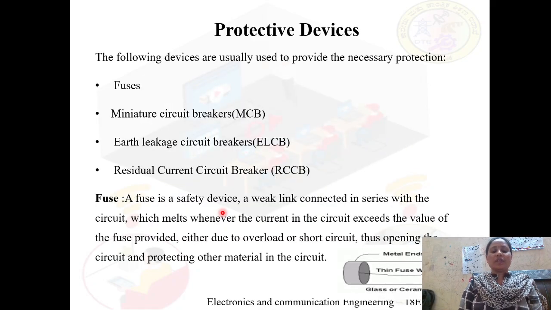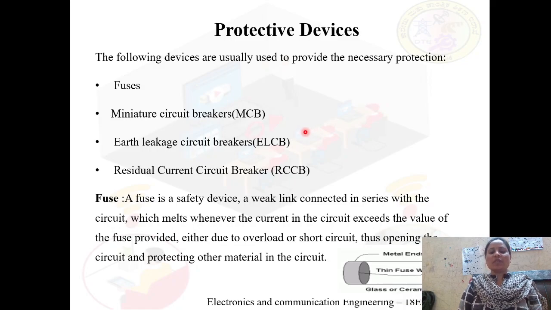Okay, now let us move to the next topic, that is the different protective devices. Okay, so these are a few protective devices: fuses, miniature circuit breaker, earth leakage circuit breaker, residual current circuit breaker. So why do we need these protective devices first of all?